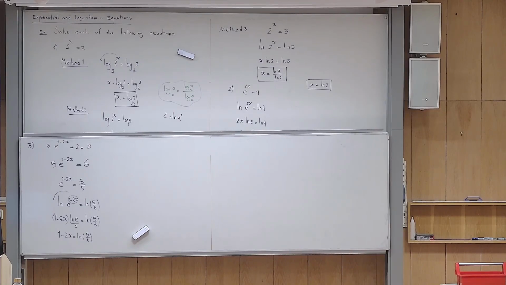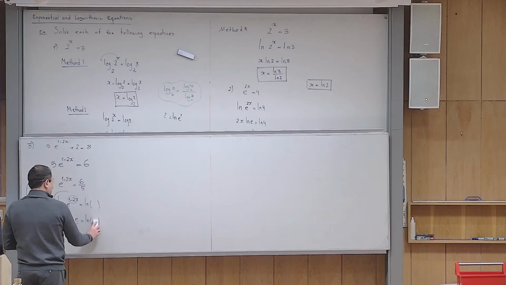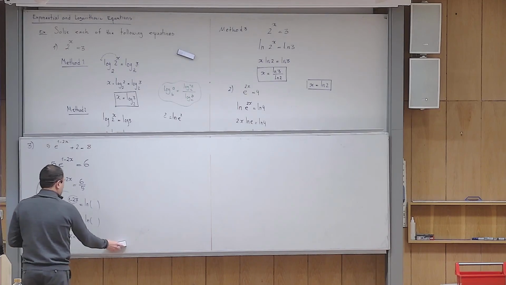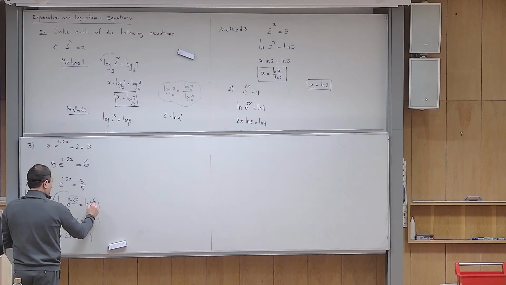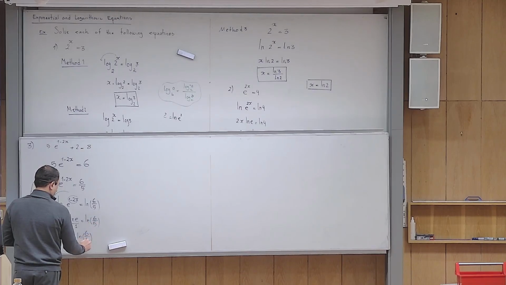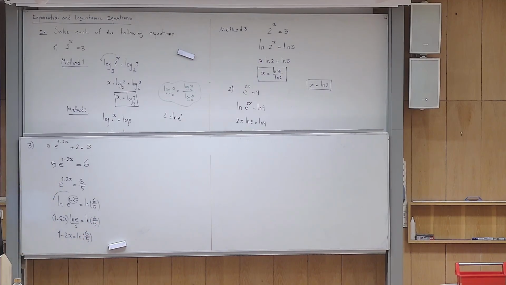Yes? Switch the numerator and denominator in the other. Oh, I made a mistake. Thank you for letting me know. 6 over 5, 6 over 5, 6 over 5. Thanks. Okay, but still, I have an isolated x.